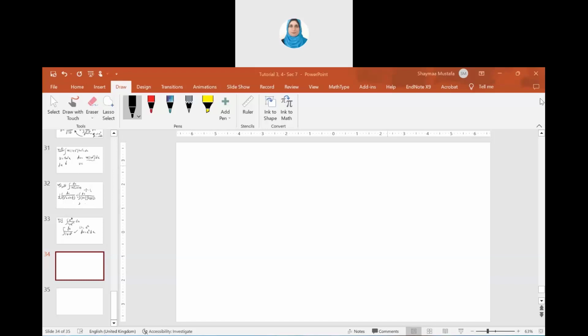For 49, d over dx of tan inverse of tan x over 2. You need to show that this is equal to 1 over 2 sec x. So you need to evaluate the derivative first.